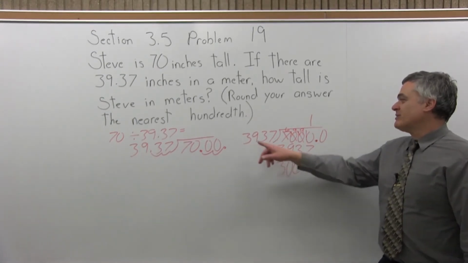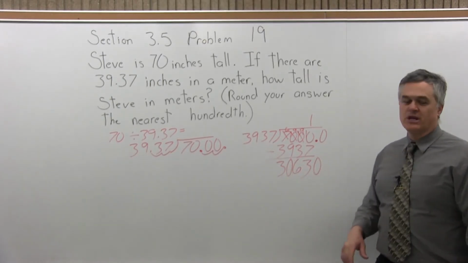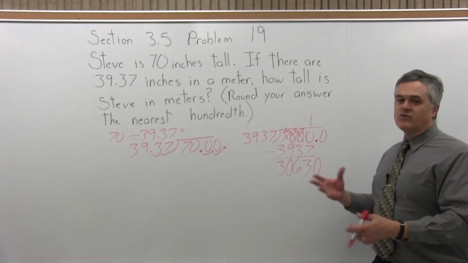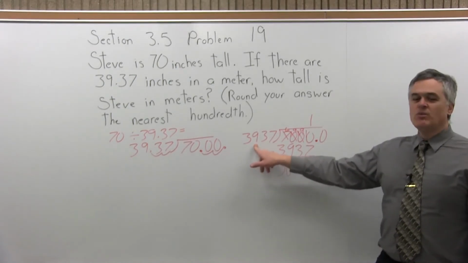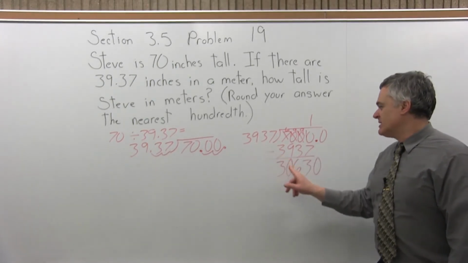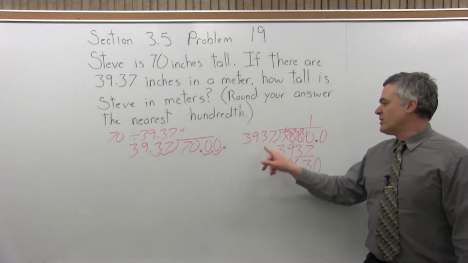So how many times will 3,937 fit into 30,630? That's too big to estimate. Enough trial and error, you'll eventually get it. Round off the number a little bit. This is almost 4,000. This is a little bit more than 30,000. So just really 4 into 30.